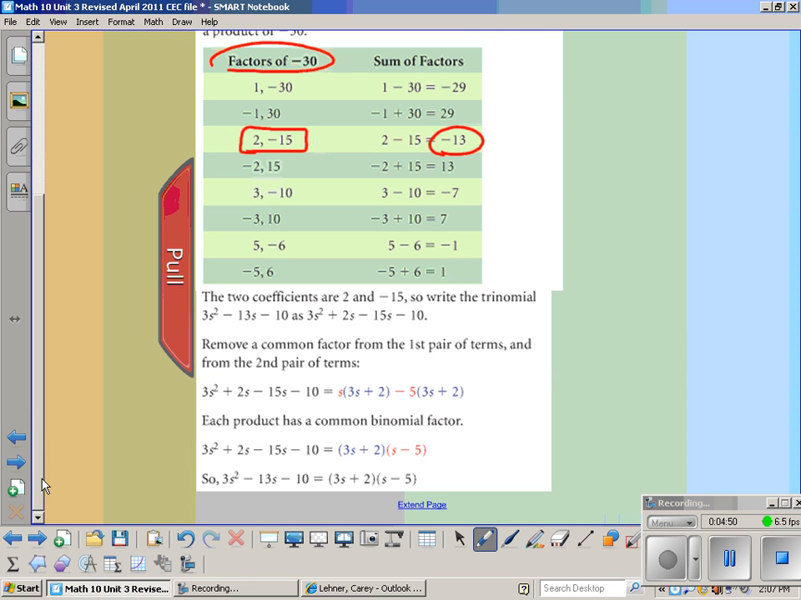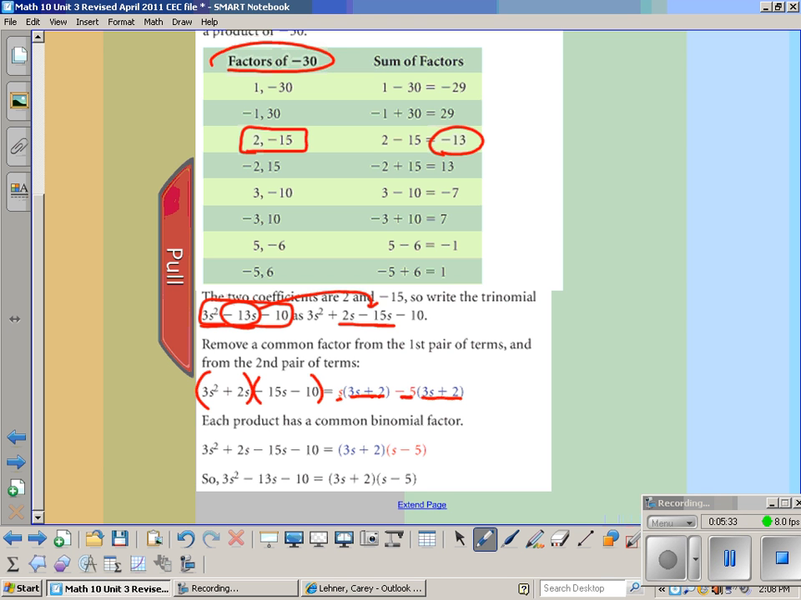So we rewrite the trinomial. This was the original one. Now we rewrite it, splitting up the minus 13s into 2s minus 15s. We are going to remove a common factor from the first pair of terms. So what that means is we're going to look at this first pair, 3s squared plus 2s. We're going to take out the common factor of s, and this is what you get when you divide each term by s. You're going to look at the last two terms. The greatest common factor is minus 5. When you divide each term by minus 5, you'd be left with 3s plus 2.